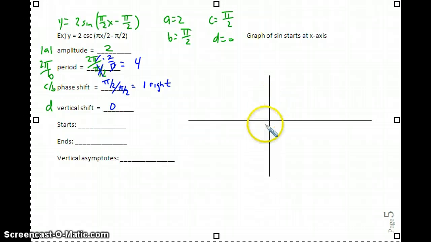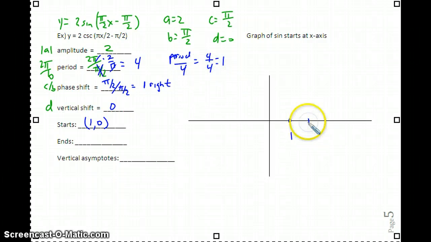So normally the sine would start at the x-axis here, at 0, 0, and go up. But because of the phase shift, it's going to start here at 1. So my first dot would be right here at 1, 0. And then what I have to do to get the next ones is take my period and divide by 4. So 4 divided by 4 is 1. So the next one, if I add 1 to that, would be 2, then 3, then 4, and then 5. So that would give me my 4 sections.